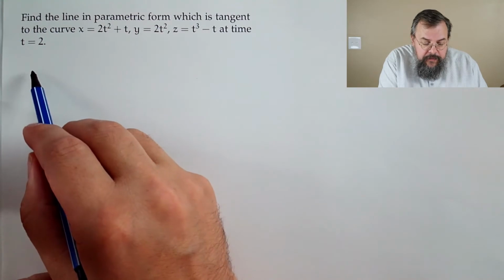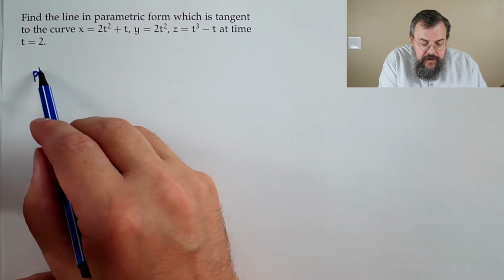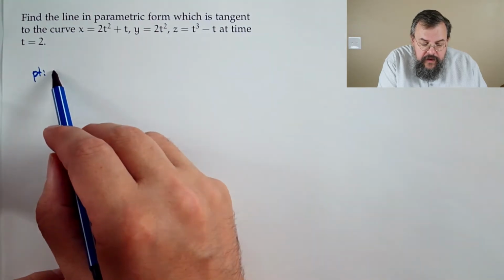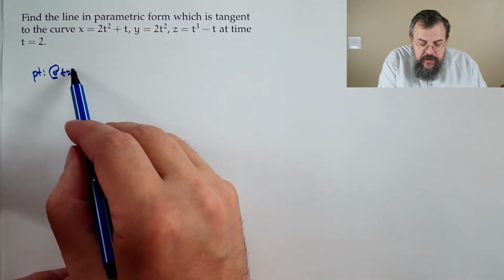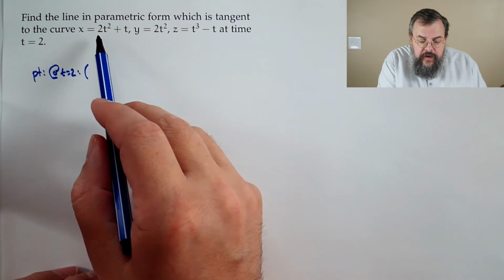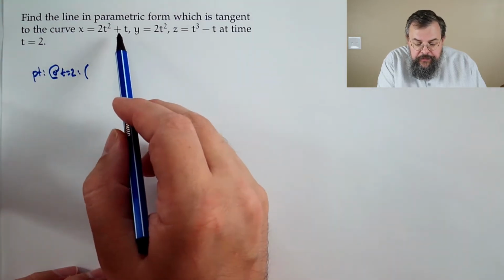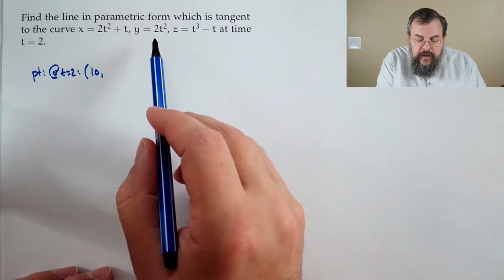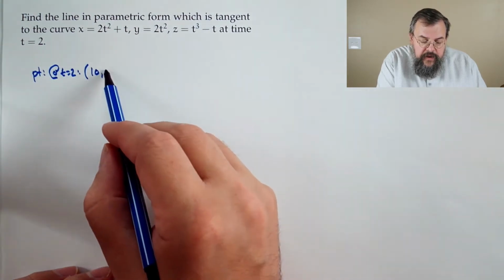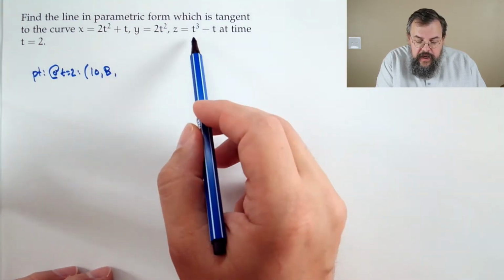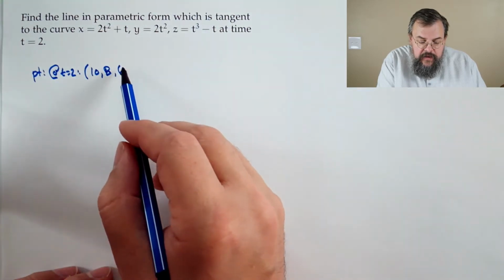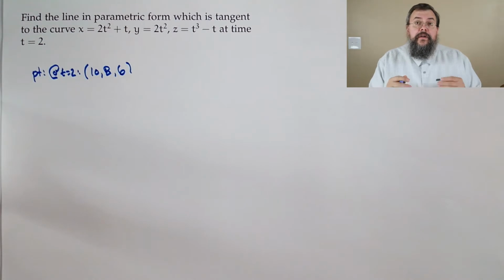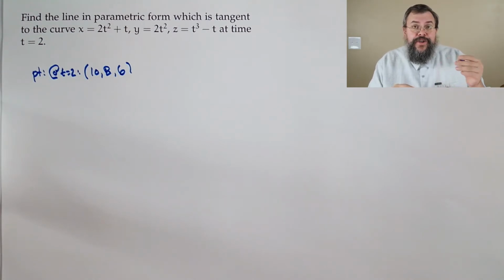So what's our point? Well, to find our point, plug in time 2. So at t equals 2, x is 2 times 4 plus 2, well, 8 plus 2, 10. Y is 2 times 4, 8. Z is 8 minus 2, 6. Okay, now that was pretty straightforward. Plug in 2. Now, how about the direction?